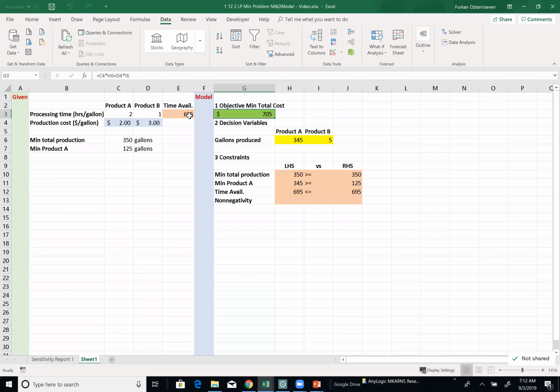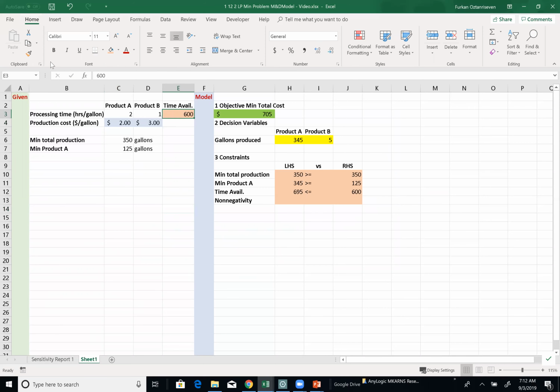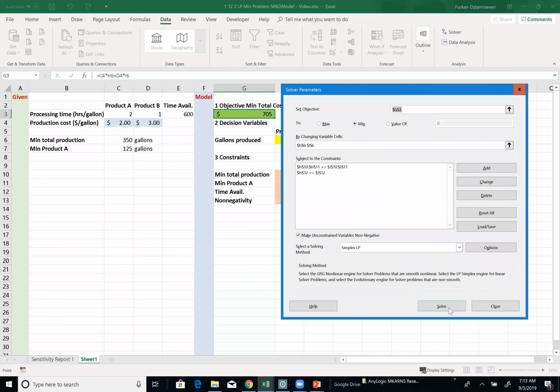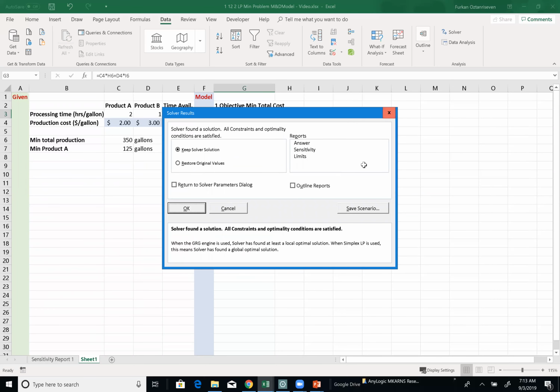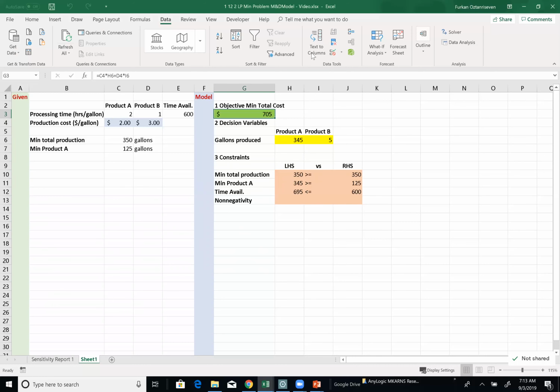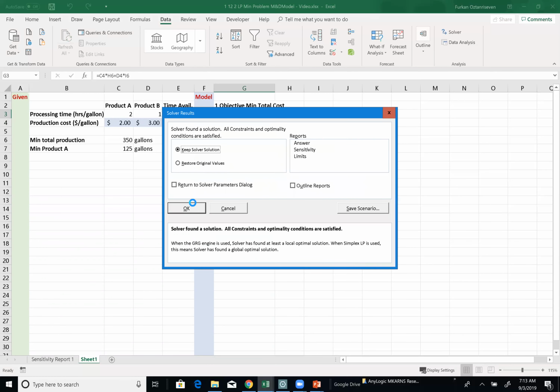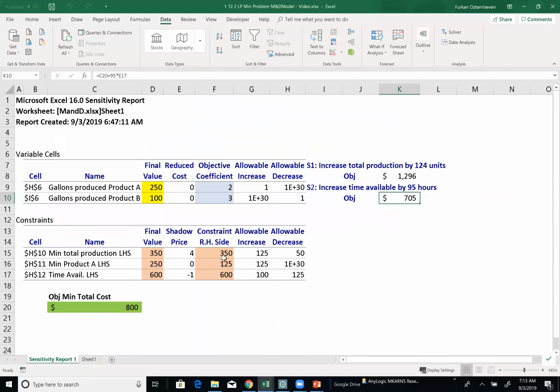So let's go back to the original model again, which had 600 hours available for me, and solve it again, Data, Solver, Solve. All right. Okay, I click cancel. Let's do it again. Perfect. So this is what it tells me. Within these increase and decrease limits for right-hand side values, my shadow price won't change, so I can calculate my objective function. So why is it important?